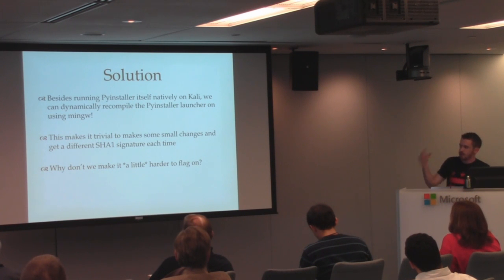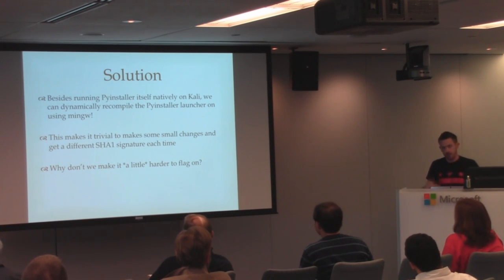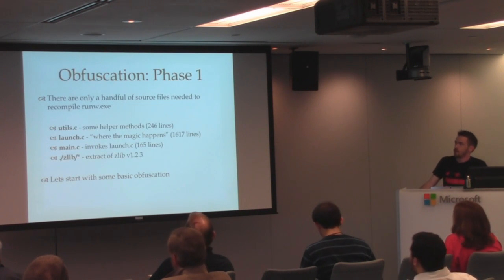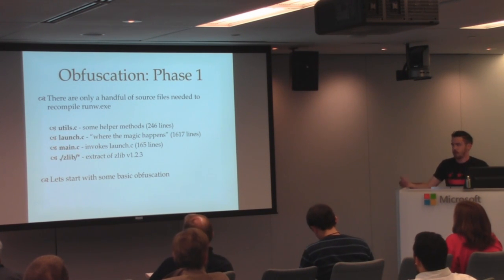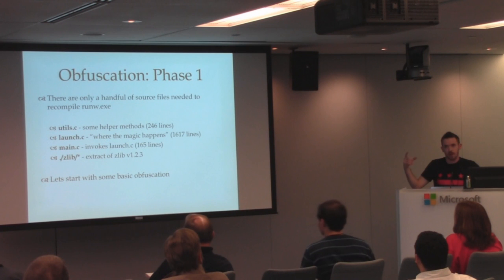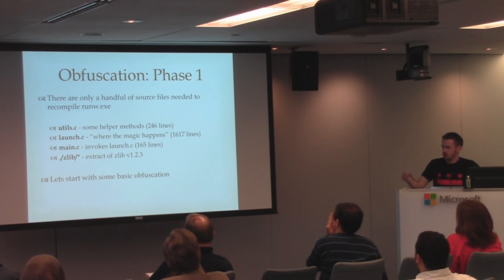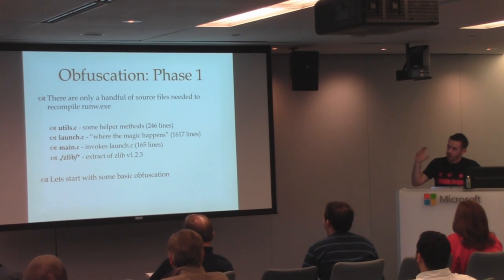Why don't we make it just a little bit harder to flag on and start to introduce a little bit of obfuscation. The first thing is that there's a pretty small number of files you actually need to recompile: Utils, LaunchMain, and an extract of zlib to do the little C archive extract. It's under 2,000 lines straight out of the gate from the GitHub stuff. So, okay, I isolated that and found what was needed.